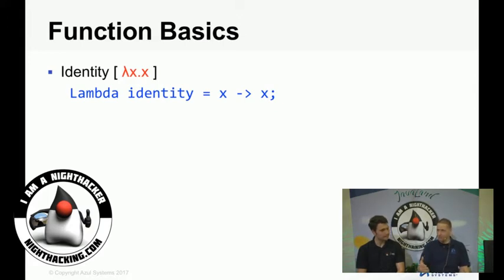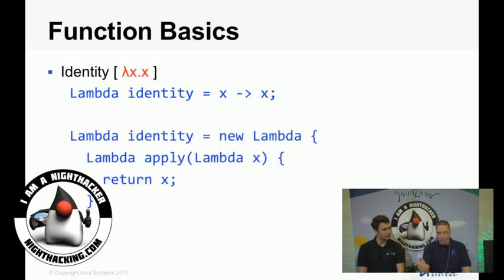The identity function is very simple. You give a value, you get back exactly the same value. And in the red, I've actually used lambda notation, because sometimes when you have complex lambda expressions, it's easier to see the shorthand version. So this is a lambda expression in Java. So identity is a lambda expression that returns x.